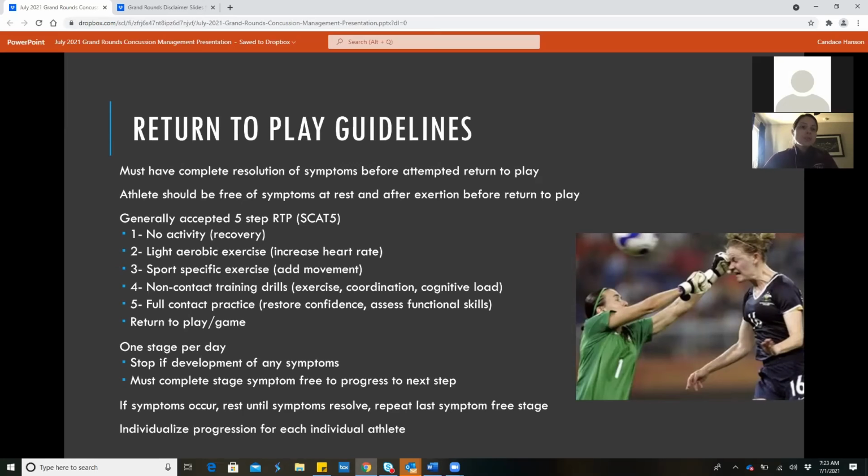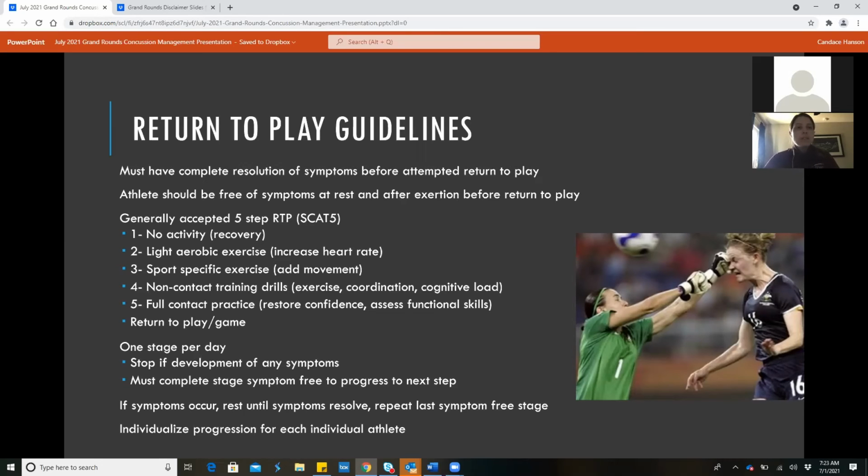Step 3, sport specific exercise. So add some extra movement side to side. Step 4, non-contact training drills. So increasing the exercise, the coordination, the cognitive load that is required to do these things and seeing how we respond to that. Step 5, full contact practice.